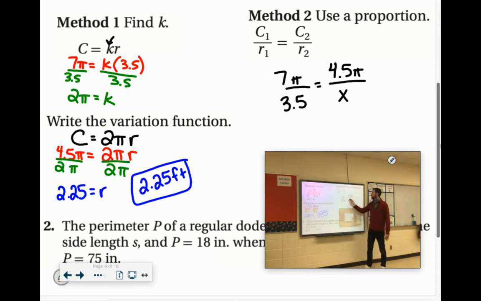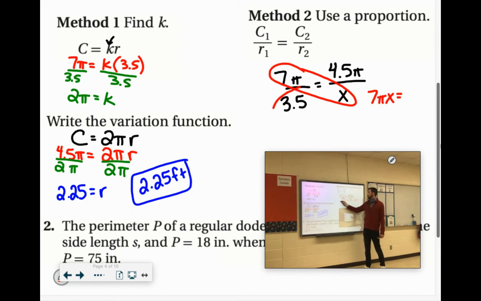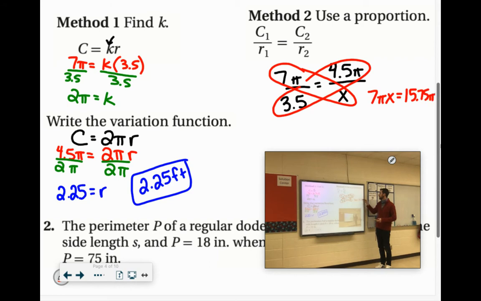And then you just cross multiply. So you have 7 pi times x, which would be 7 pi x equals 3.5 times 4.5 pi. 3.5 times 4.5 is 15.75 pi. And then you're solving for x, so you'd have to divide both sides by 7 pi. The pi's will cancel, and 15.75 divided by 7 gets you 2.25 feet that way.